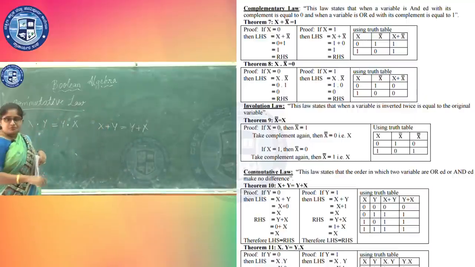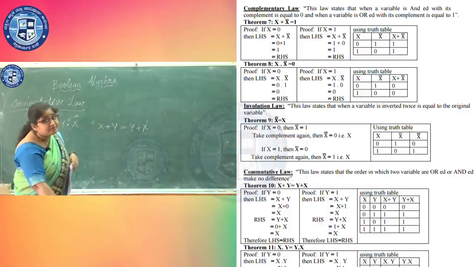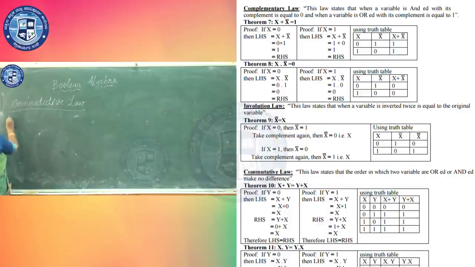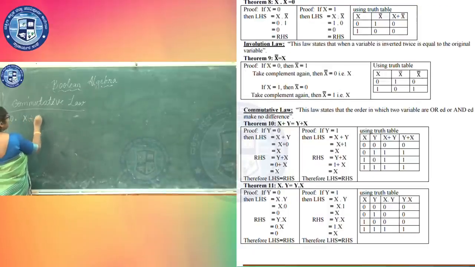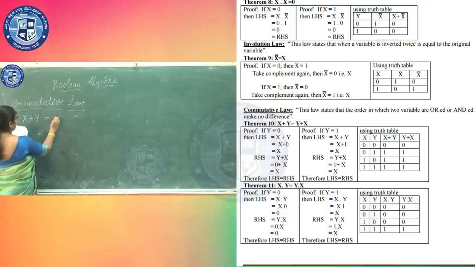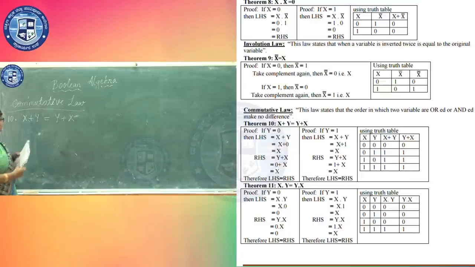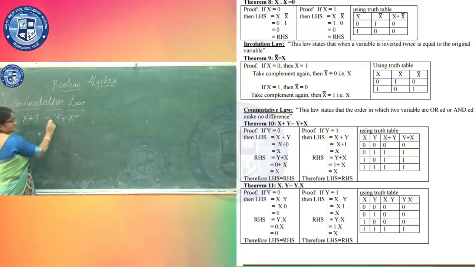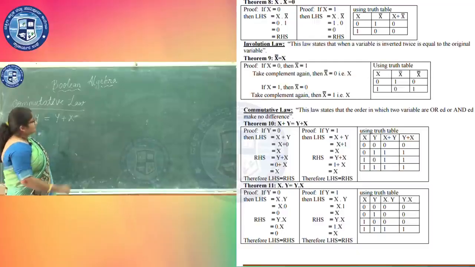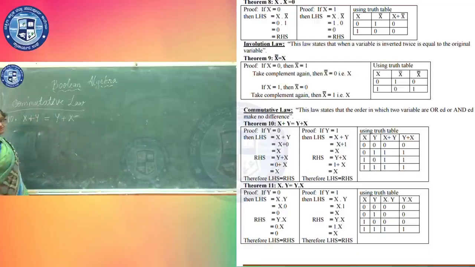So let us prove this using proof by perfect induction. That is the 10th theorem there. We have x plus y is equal to y plus x. This is the LHS and this is the RHS. Here we are proving x plus y is equal to y plus x. So here we are taking the value for y.